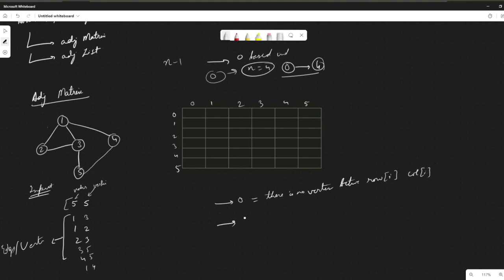Okay, if 1, there is an edge between ith row and ith column. Okay, simple. So let's try to figure it out. So now basically we make our array. Let's suppose our array is declared something like this: vertices plus 1.